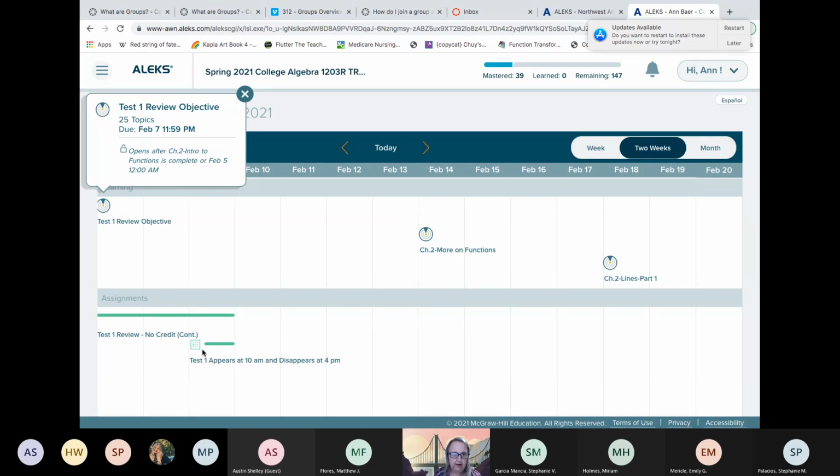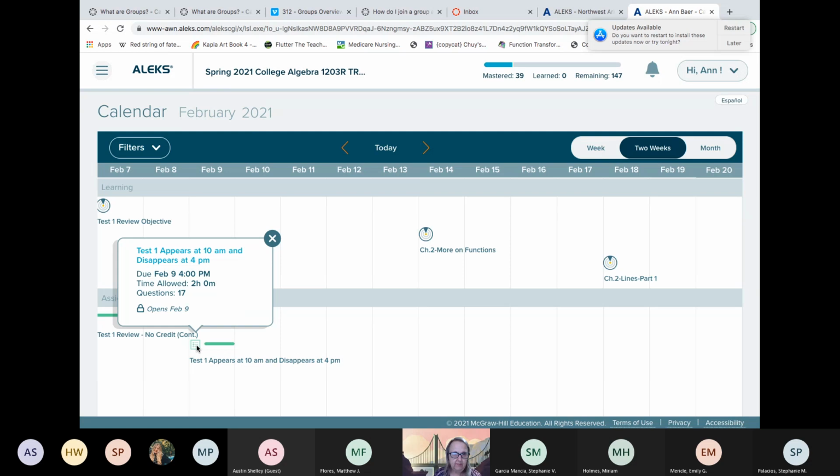Here is the test right here. Click on this. I'm giving you a test that I created. You see test 1 appears at 10 a.m. and disappears at 4 p.m. It's due February 9th at 4 p.m. That means that's when the test is going to disappear and you won't see it. You have 2 hours. There are 17 questions. I just wanted to make it clear to you when it opens and when it closes. It opens February 9th at 10 a.m. and closes, that is, disappears at 4 p.m.